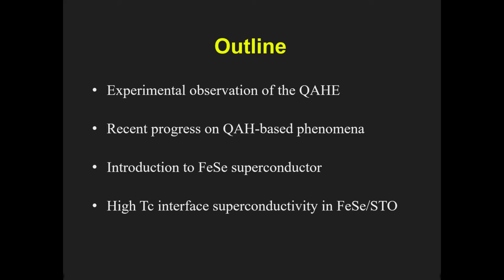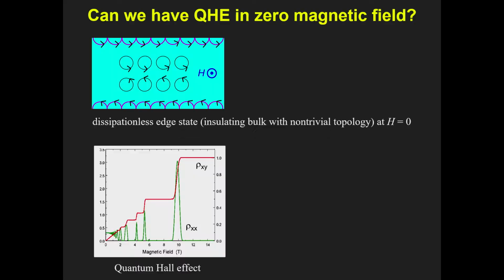So here's the outline. In the first part, I'm going to first show you the experimental observation of the quantum anomalous Hall effect. Basically, it's a prelude to Professor Kang Wang's talk. Then I'll show you some very recent progress on quantum anomalous Hall-based phenomena. Then in the second part, I'll show you the interface high-temperature superconductivity of a monolayer of iron selenide on SrTiO3 substrate. So here's the original motivation.